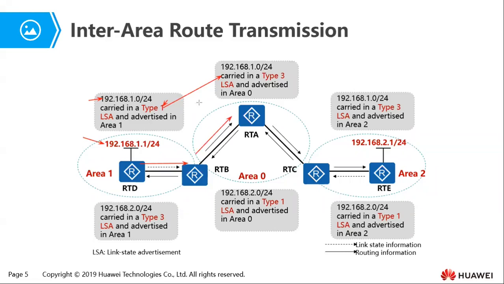It will convert the type 1 LSA into a type 3 LSA and advertise it in area 0. RTA will also advertise that type 3 LSA to this ABR. When this ABR receives that type 3 LSA, it's going to forward it again as a type 3 LSA in area 2. That way, even RTA can ping any computer in this network segment because it's aware of it. In its routing table, it will have this network 192.168.1.0.